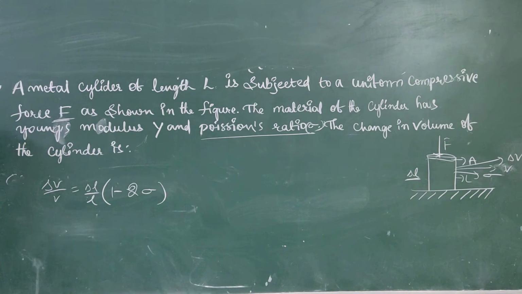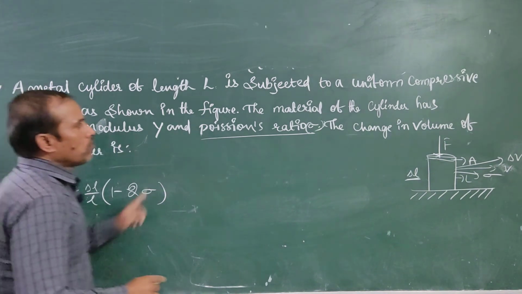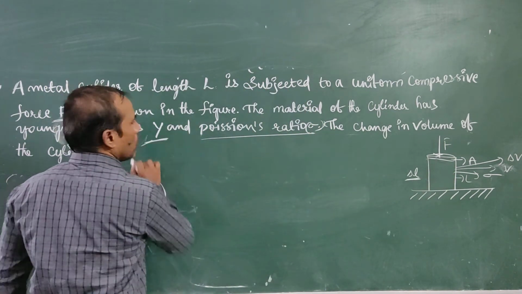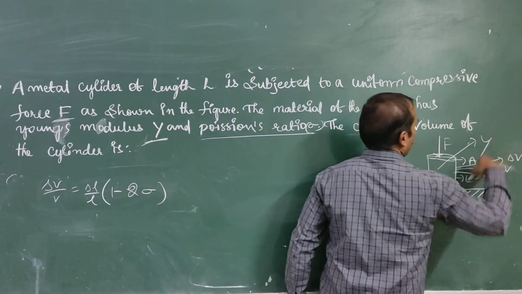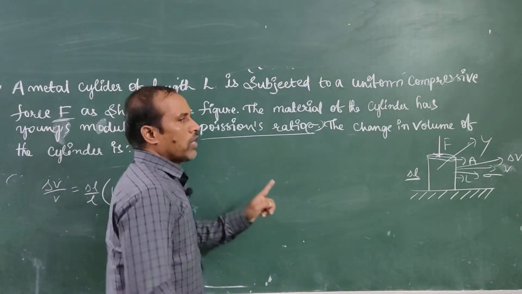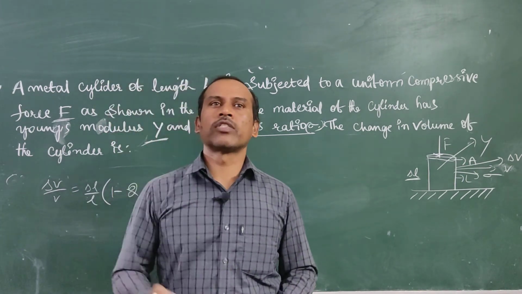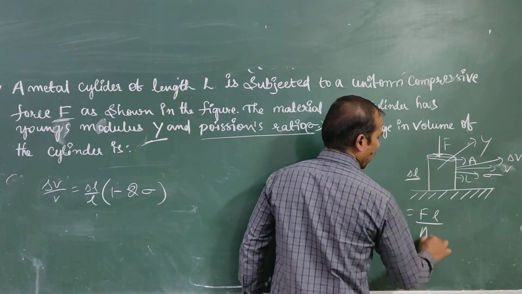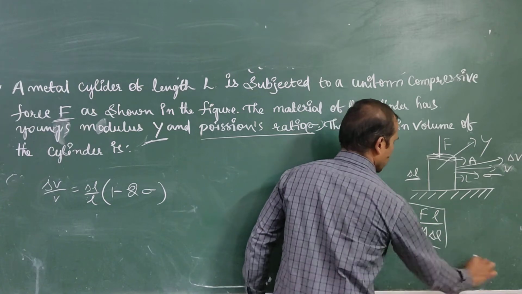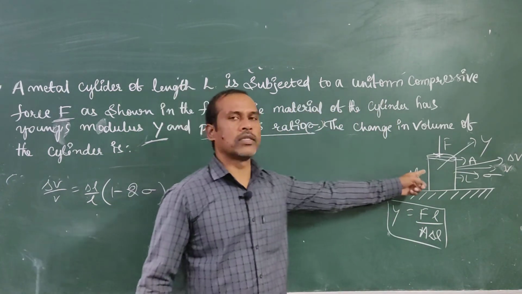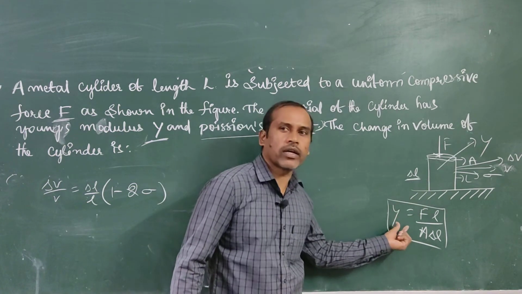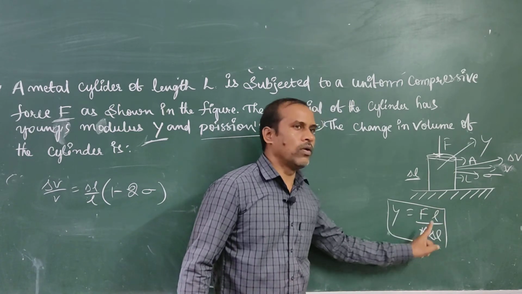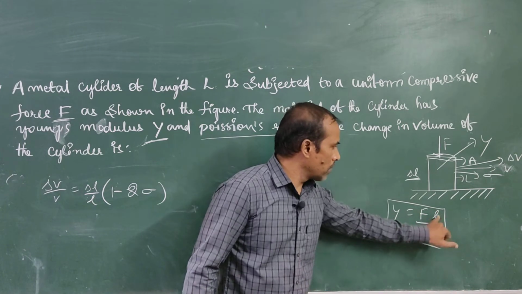This formula. Here, Young's modulus of the given cylinder is Y. According to Young's modulus, Y is equal to force into original length by area into change in length. This is the Young's modulus of this rod. So Y is equal to F L by A into delta L.